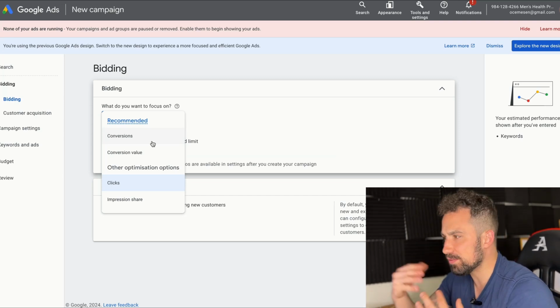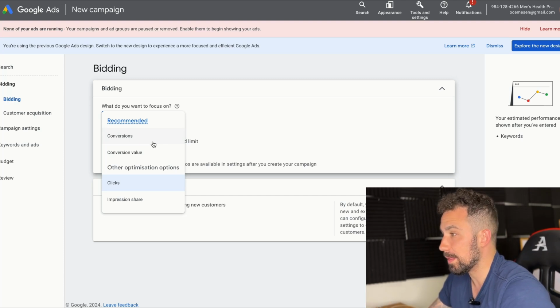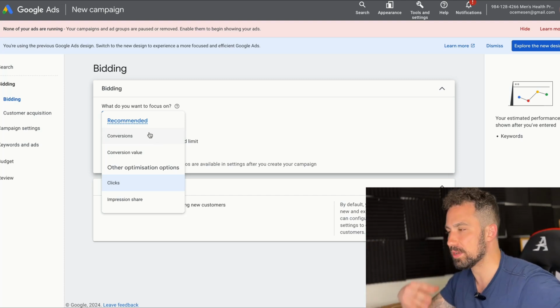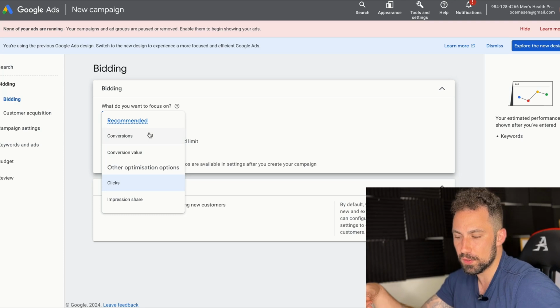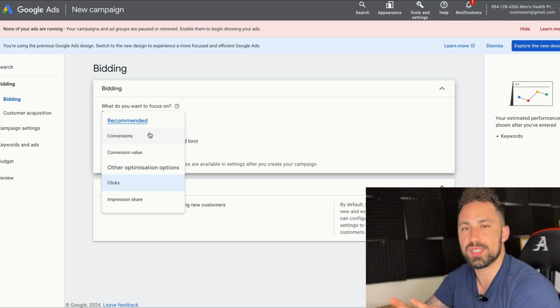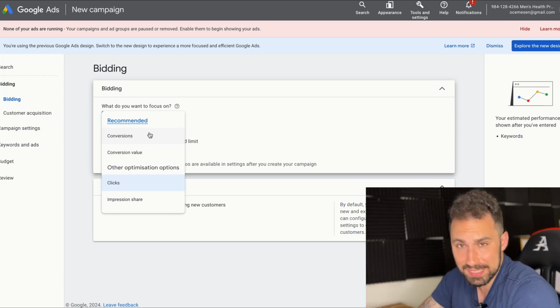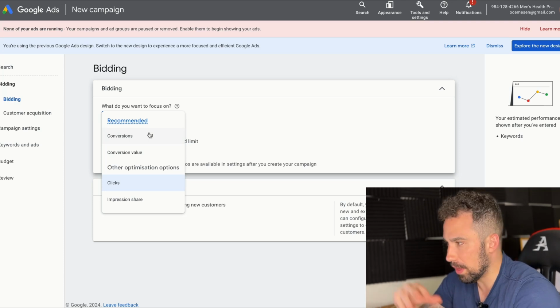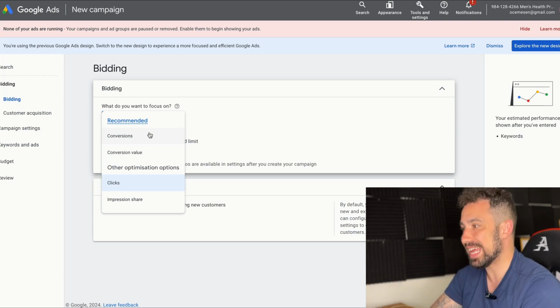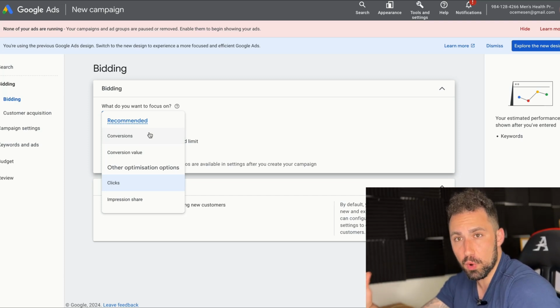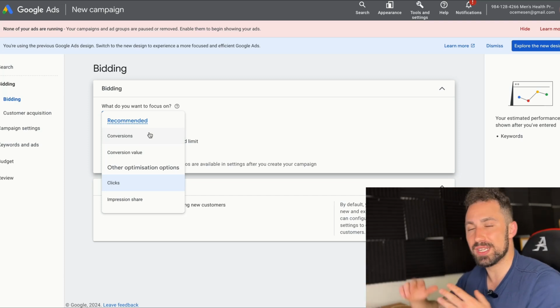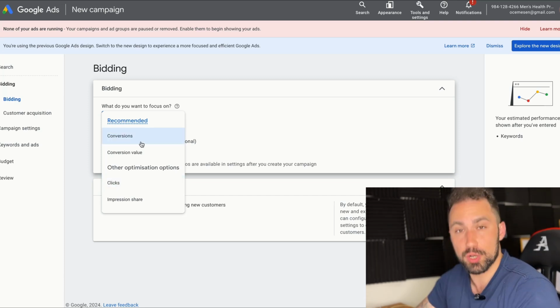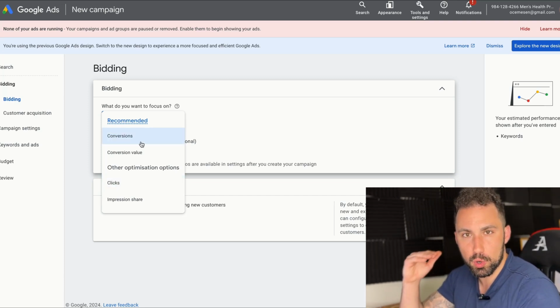Get some clicks, and after you get a certain amount of conversions, now the algorithm will have some idea: all right, this is what a conversion is. He's getting some conversions, 20 per month at least. And if you don't have 20 per month, don't switch to conversions. Then you will pay a lot more for a certain click. So it is going to be way more expensive in terms of cost per click. I'm talking about cost per click.